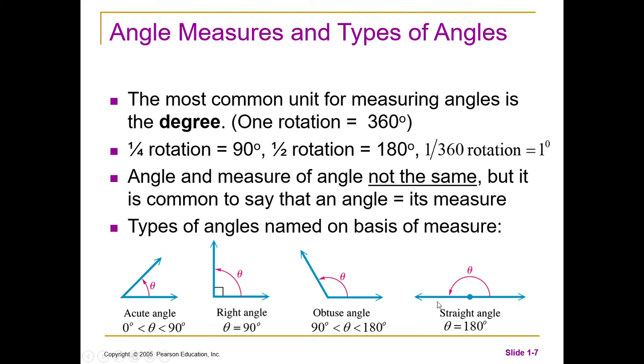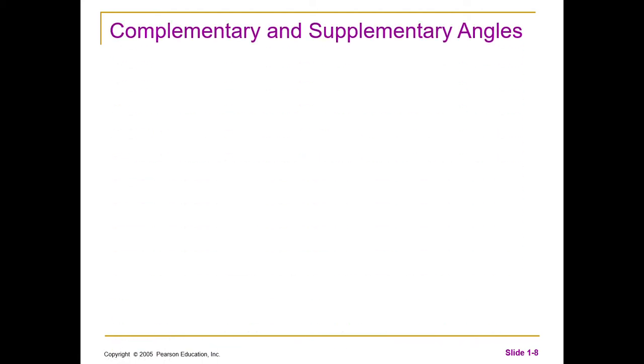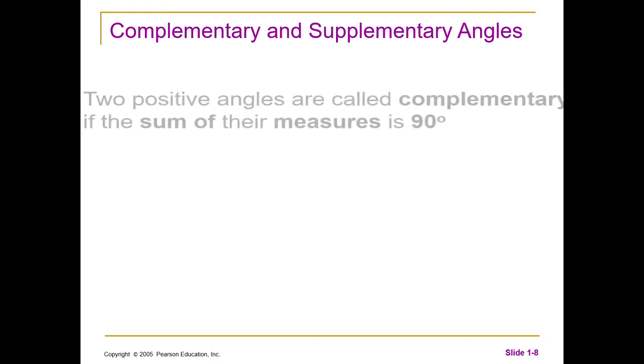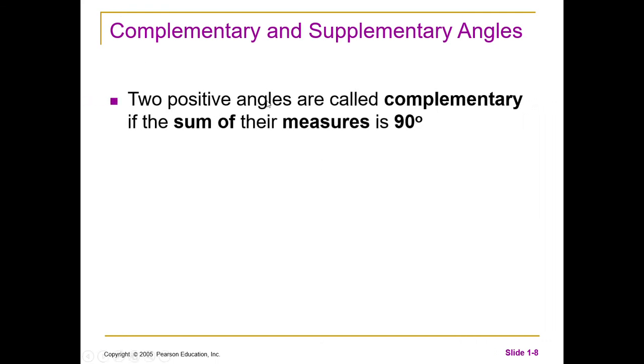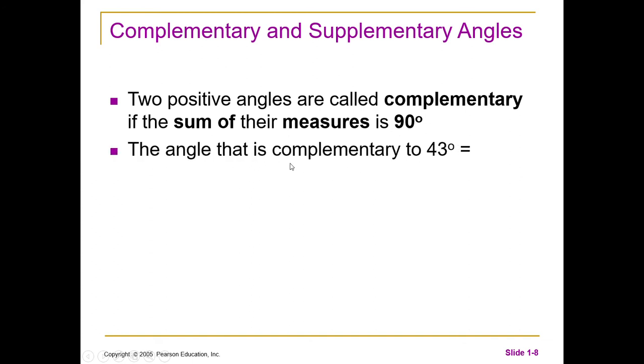Pero pag diretso 180 yan, straight angle ang tawag. Okay. Ayan. Paano may complementary and supplementary angles? Two positive angles are called complementary if the sum of their measures is 90 degrees. The angle that is complementary to 43 degrees, ilan? 90 degrees minus 43 is 47 degrees.